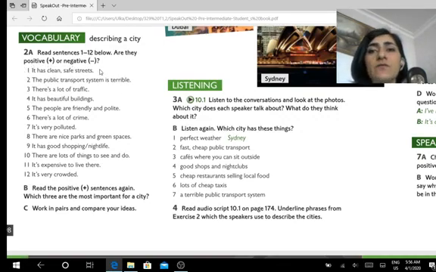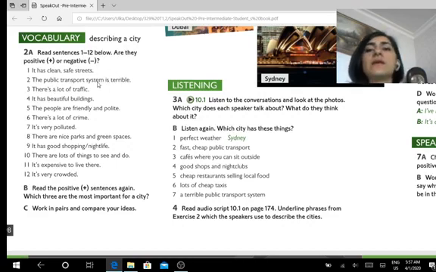So if we start from the first sentence, it has clean, safe streets. So the city has clean and safe streets. Is it a positive feature or negative? Of course, it's positive because it's not dirty, it's clean. People don't throw litter, or cleaners clean it every day, wash the streets. And also safe streets. Safe is the opposite of dangerous. Dangerous is negative, but safe is positive. So there are not a lot of crimes in this city, and so on. So we put our plus for positive.